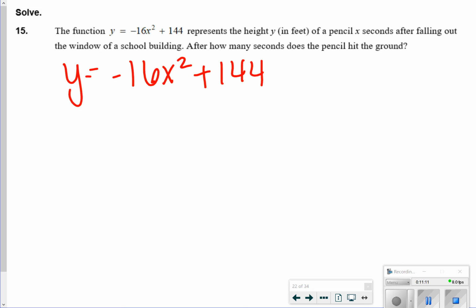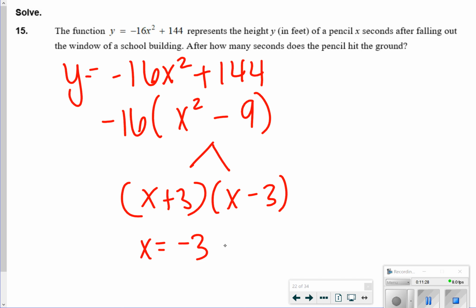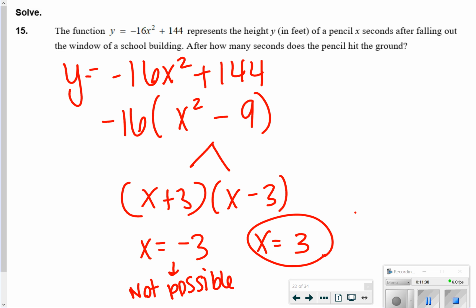And we're essentially just solving for zeros here. So I'm going to factor out negative 16 first, since that's my GCF. Minus 9, and then this is the difference of two squares, so (x plus 3)(x minus 3). Then when I solve, I'm going to get x is equal to negative 3 and x is equal to positive 3, but I can't have negative seconds. This is not possible. So I would choose x is equal to 3, or say 3 seconds.